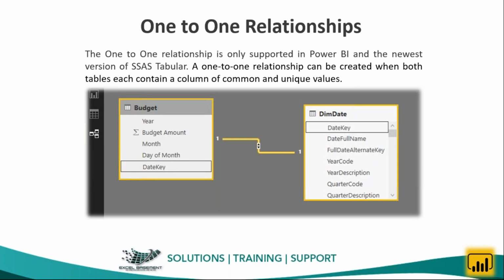Okay. So previously, when you went with the one-to-one relationship, here is the demonstration. There are two tables. One is the budget table, and the second is the dimension dates table. Here you have a common key, the date key, which contains common and unique values, so you can create a one-to-one relationship.